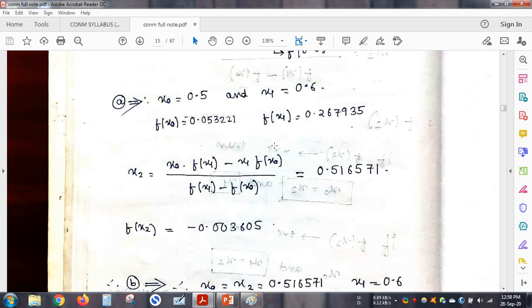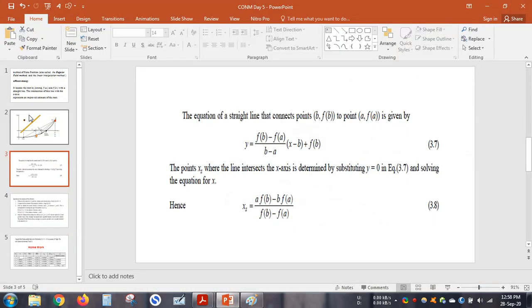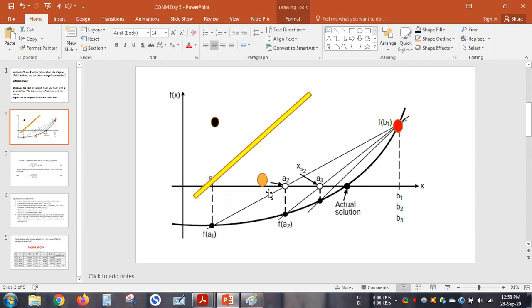How did I find out this formula? I found this formula by putting y equals 0 in the equation of the straight line. I'm repeating myself once more. This is my function, and these two are the initial values. This is the equation of the straight line, and I used y equals 0 and found out this value. Though my actual solution is over here, I'm trying to find out this value, and I'm getting this.